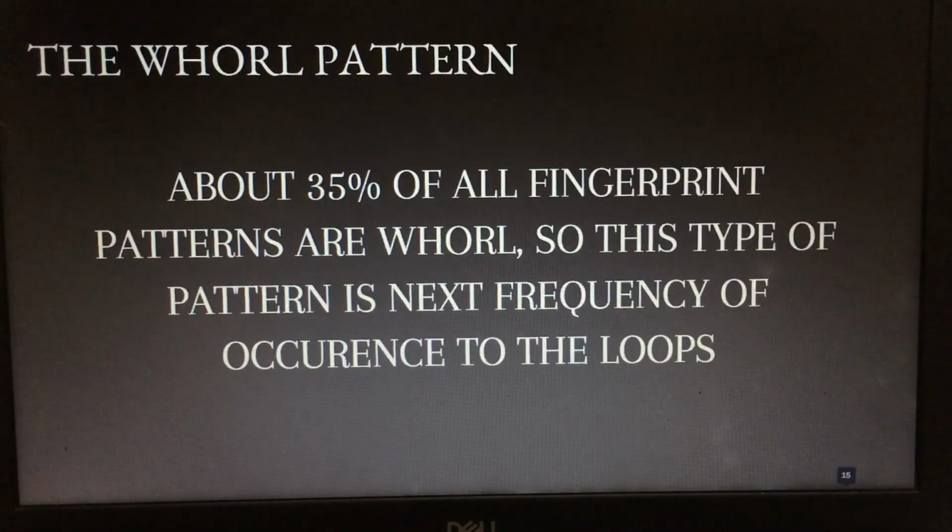Next is the whorl pattern. About 35% of all fingerprint patterns are whorl. So this type of pattern is next in frequency of occurrence to the loops.